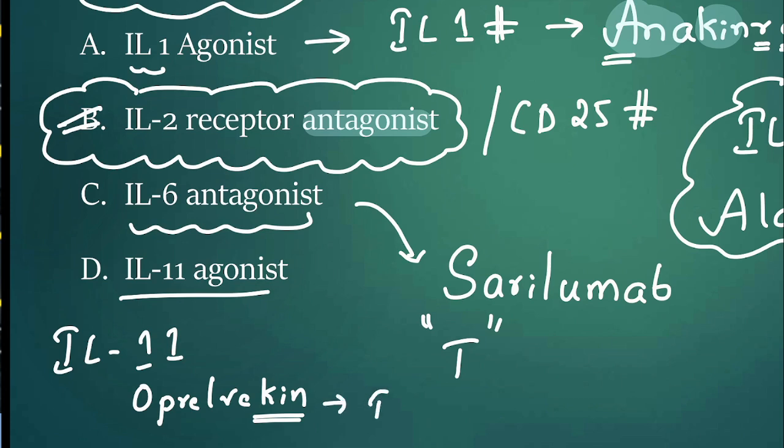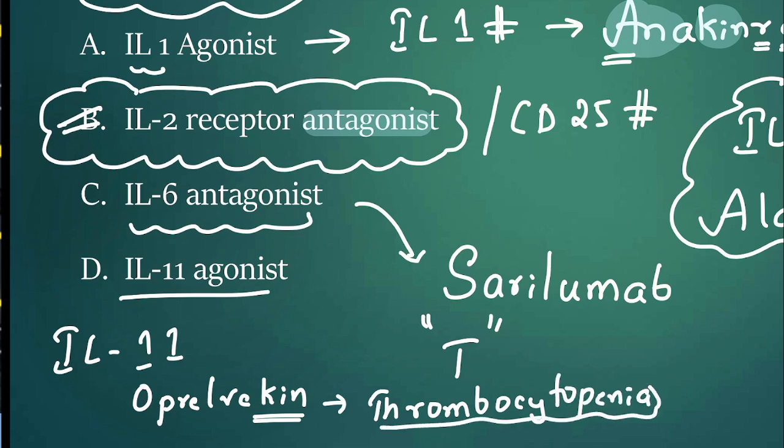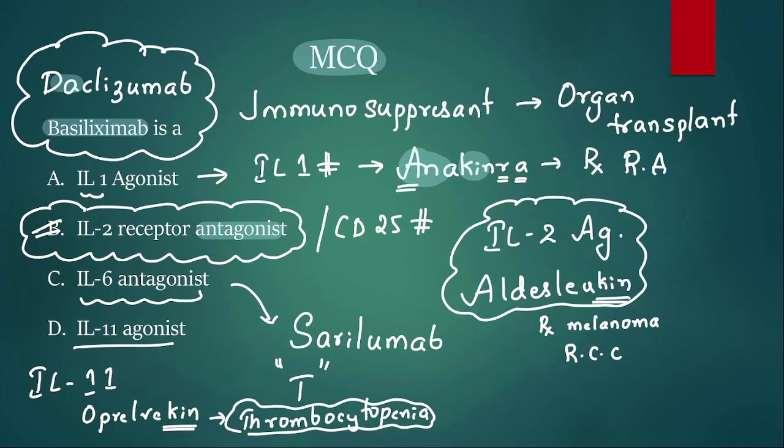And where do we use it? It is used to manage thrombocytopenia. Thrombocytopenia due to what? Due to anti-cancer therapy, we use it. So very important high yielding points here. So we have discussed interleukin 2 antagonist and agonist here. Interleukin 1 antagonist anakinra, 6 antagonist sarilumab, and one more you have to find out. Interleukin 11 analog is oprelvakin, used to manage thrombocytopenia due to anti-cancer drugs.